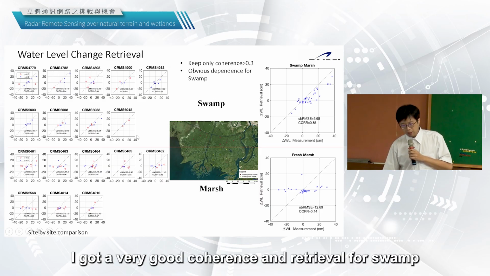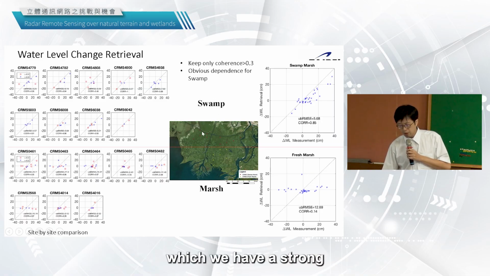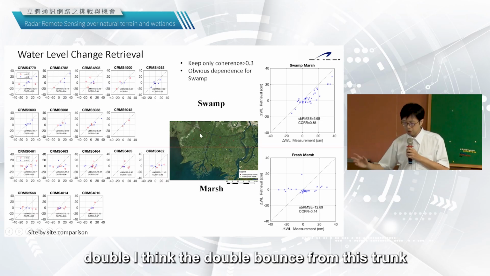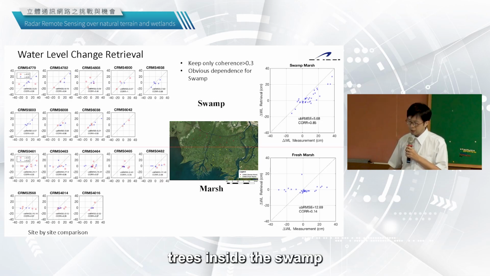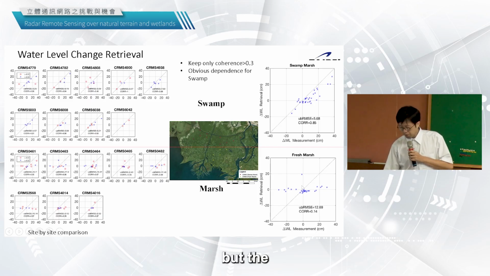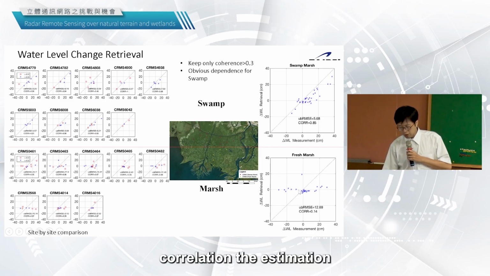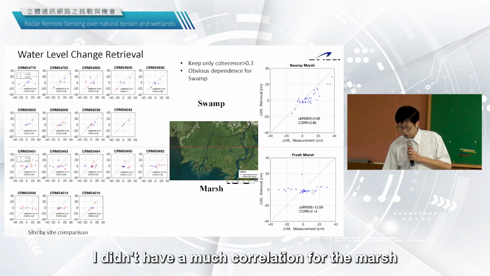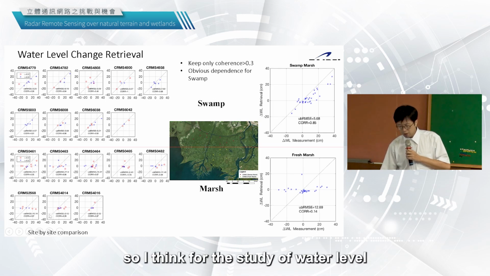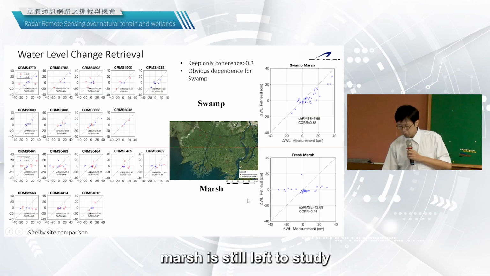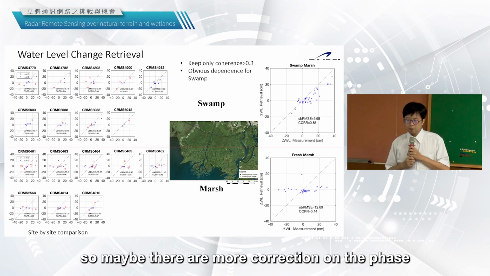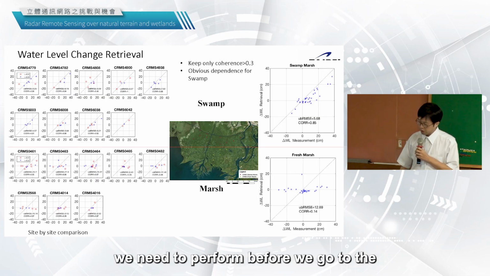Okay, so we just have a side-by-side comparison. Around that time, I got very good coherence and retrieval for the swamp, where we have a strong double bounce from the tree trunks inside the swamp. But for the marsh, I didn't have much correlation. So I think the study of water level change around the marsh is still left to be done. Maybe we need to perform more corrections on the phase before the retrieval.